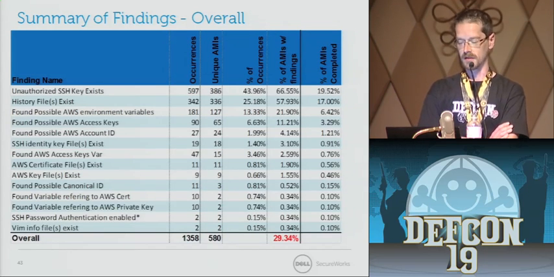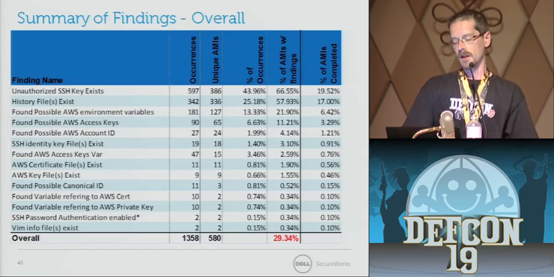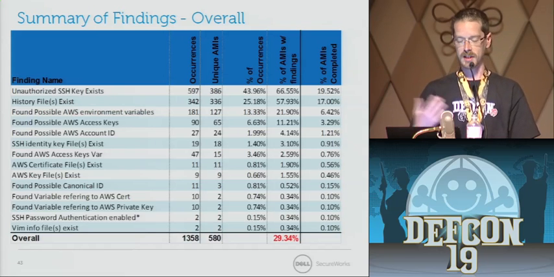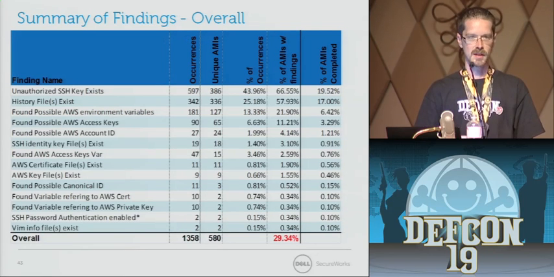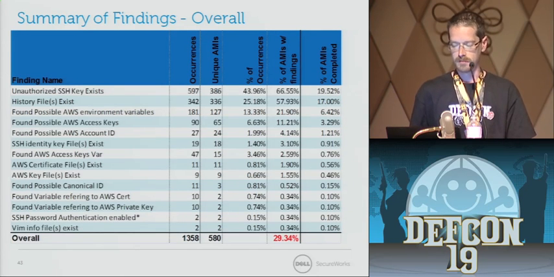Okay, so that's the percentage of all AMIs with findings. So if we take the number of images that had unauthorized SSH keys as the numerator, and the number of images that had some problem that we discovered as the denominator, that's what that percentage represents. Then we have the percentage of our test case.